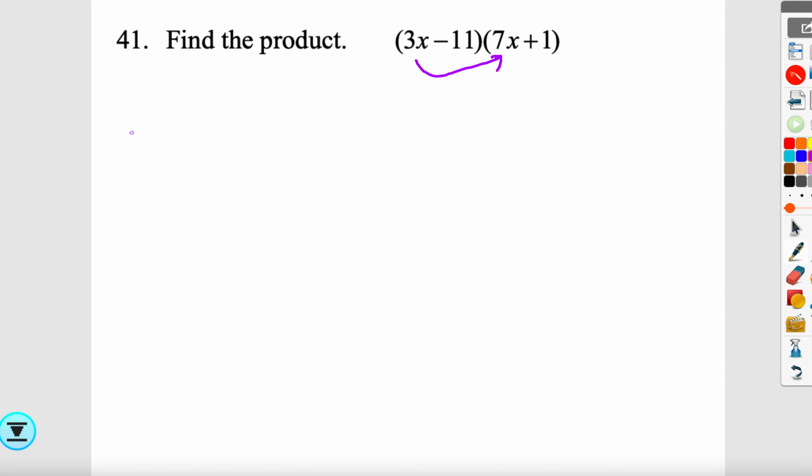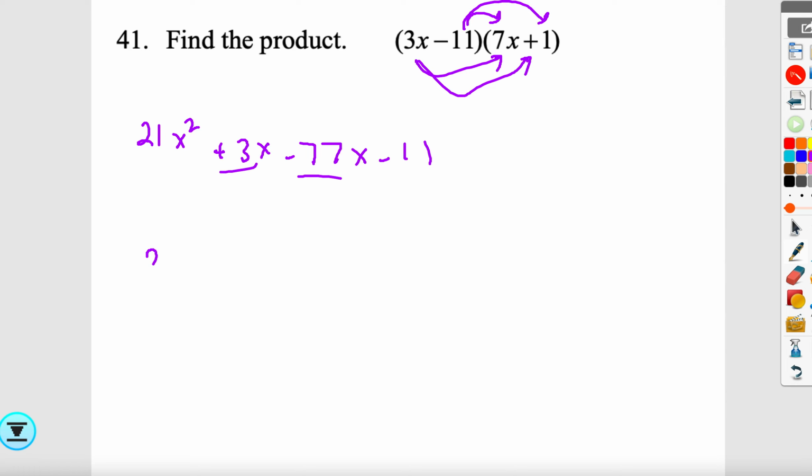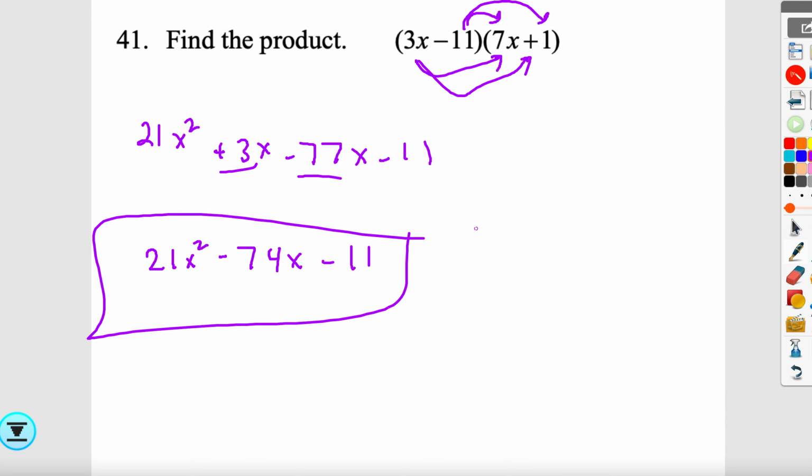3x times 7x, which is 21x squared. 3x times 1, which is just plus 3x. Negative 11 times 7x, which is negative 77x. Negative 11 times 1 is negative 11. Combine our like terms, so then we get 21x squared minus 74x minus 11. And we're done.